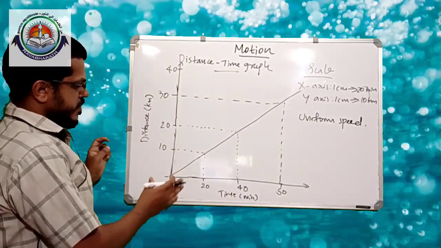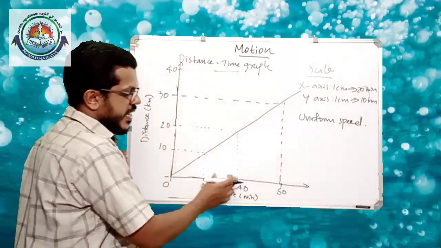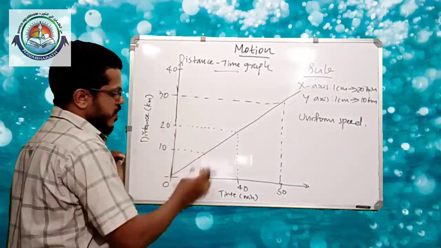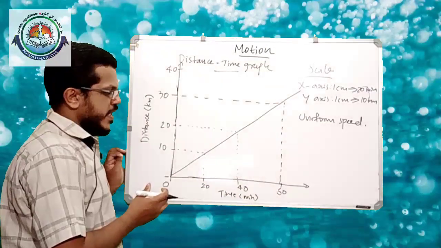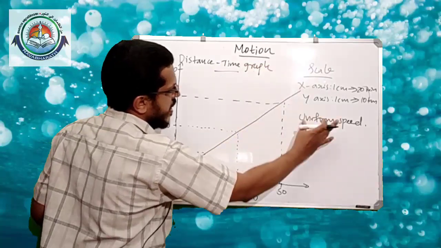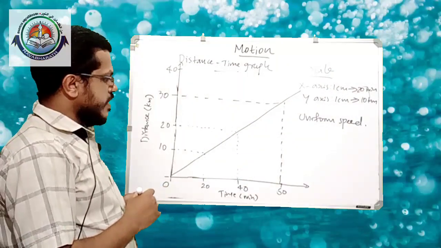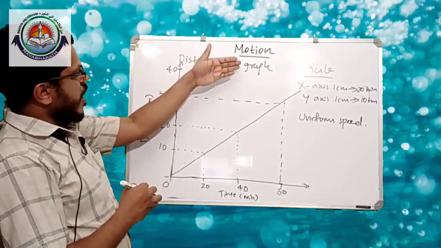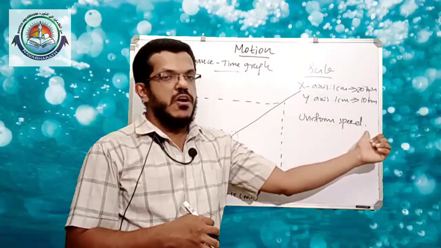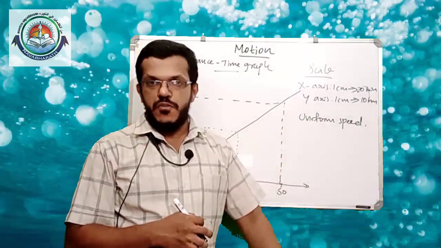Because here the position of the object increases with increasing time. The position or distance of the object increases with increasing time. That's why we say that this distance time graph indicates uniform speed of an object. That means for a distance time graph, the straight line graph indicates uniform speed of an object.